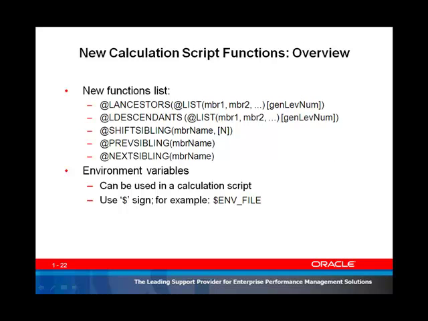Now we'll look at a number of new calc script functions. First of all, there are a couple of relationship functions that accept input from a list. These are prefixed with an L, for example, L ancestors and L descendants. In addition, there is a function shift sibling, which enables you to point to another member relative to a specified member. Also, for convenience, there are a couple of functions, previous sibling and next sibling, that point to the previous and next member respectively, obviously. Another calc script enhancement is that you can now refer to operating system environment variables within your calc script. You simply specify the name of the environment variable and prefix that with the $ sign.